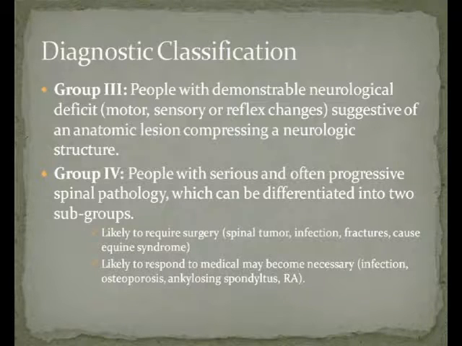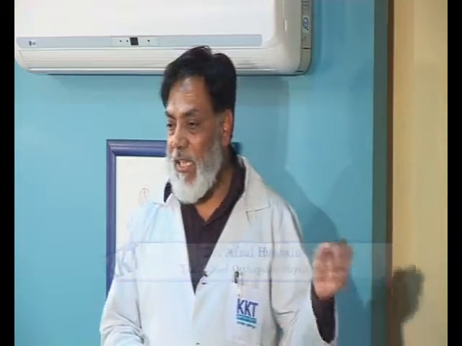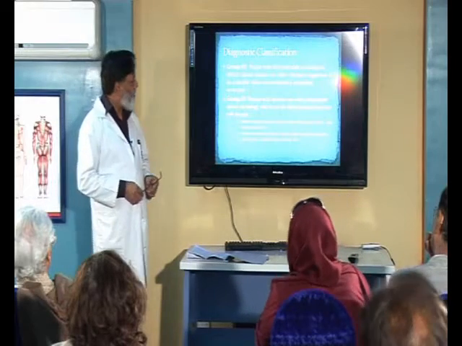a neurological structure. Then group 4, people with serious and often progressive spinal pathology which can be differentiated into 2 subgroups. The first, likely to require surgery, like spinal tumors, infections, fractures, cauda equina syndrome, and then those where surgery may become necessary at some time, and these are infection, osteoporosis, ankylosing spondylitis, and rheumatoid arthritis. These are the few conditions of the back pain where we are able to locate the site of pain. Next.